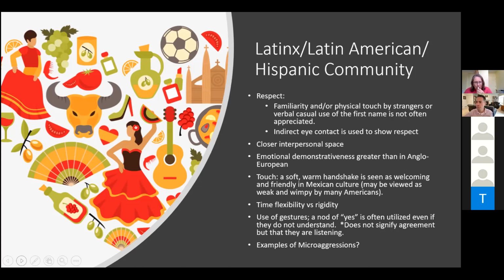Touch, as far as the handshake, right? We're noted for wanting a firm handshake. And in this culture, they will give a soft, warm handshake that's more welcoming and friendly, where we might perceive that as being kind of a wimpy, weak handshake. Although I've had plenty of weak, wimpy handshakes from white people.